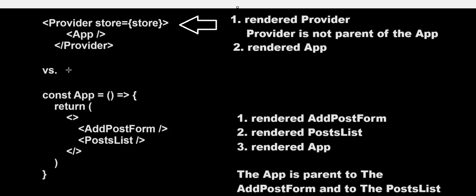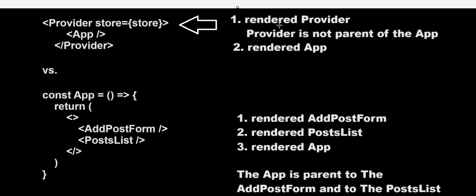The provider open tag and provider close tag with app between them means that the provider must execute, must be rendered completely, entirely, before app. Down in the other syntax, a child always must be rendered first. It means AddPostForm would be rendered, PostList would be rendered, and after that app would be rendered. Of course, app must be called.